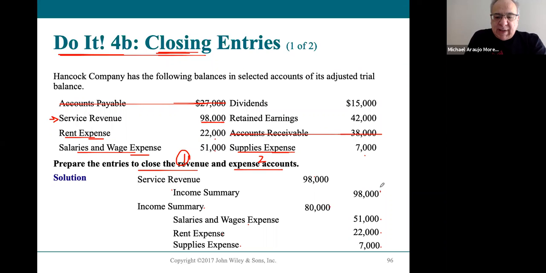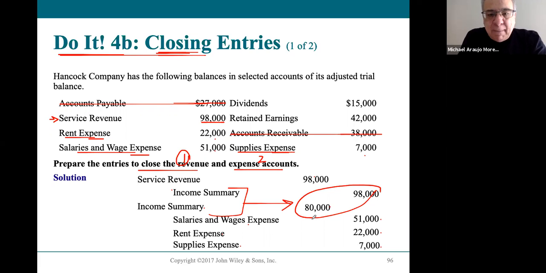But look what's happening in your income summary account, right? If you just looked at income summary, you have $98,000 on the credit side, which represents all the revenue. You have $80,000 on the debit side, which represents all your expenses. So you can just imagine what its income statement would look like, right? 98,000 of revenue, 80,000 of expenses. This company had a profit of 18,000. Right? So that's what's sitting in income summary.